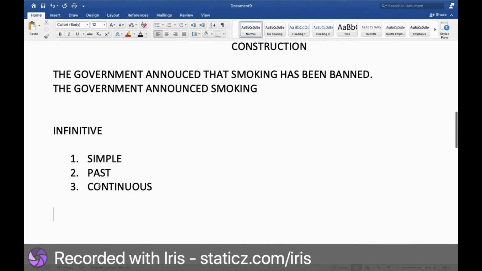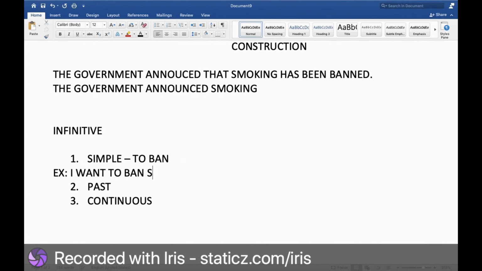Well, simple is this. What is the verb? Ban. To ban is a simple infinitive. It's in simple tense form. For example, I want to ban smoking. So here, our infinitive is in simple tense form, right? Which means that generally I want to ban smoking. But the past form of infinitive is this: to have banned.